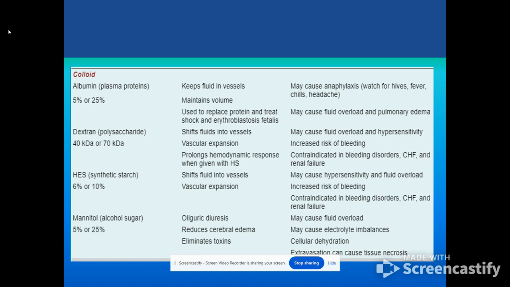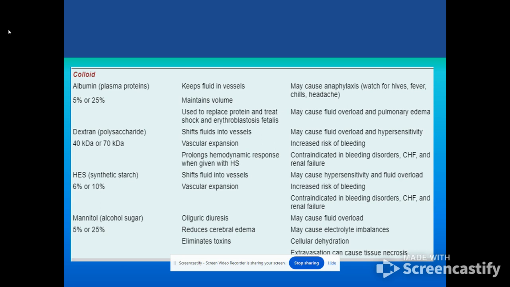It can cause anaphylaxis, so we need to watch for hives, fever, headache. It can also cause fluid overload and pulmonary edema. So when you are administering albumin, we need to keep in mind listening to the patient's lungs because it can cause pulmonary edema. So we need to make sure there's no crackles in the lungs, that they're not having extensive JVD, things like that.